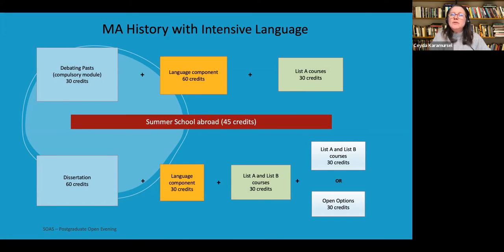I've been mentioning the dissertation for both of these programs in passing, but let me say a few things about it as well, mainly because it is the most important component in every way for both of these programs. It's worth 60 credits to begin with. That's 25% of your overall mark that you graduate with. But also, it takes up a significant amount of your time and energy in terms of conducting research, in terms of writing, during your time here at SOAS. In that sense, it's the centerpiece of both of these programs.